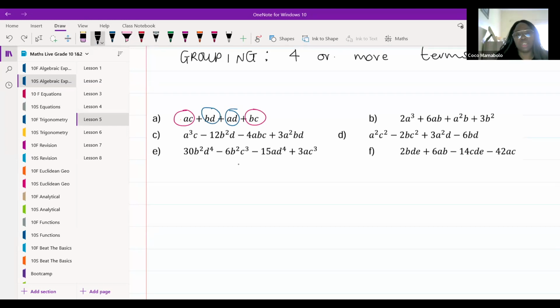Correct, Abu, well done. So if I group those 2, I'm just going to rearrange. I'm going to write AC plus BC, and then plus BD plus AD. And then over here, I'm going to take out a common factor. What's my highest common factor over here? Good. My highest common factor is going to be C. So I'm going to take C out, open brackets, A plus B. Good.